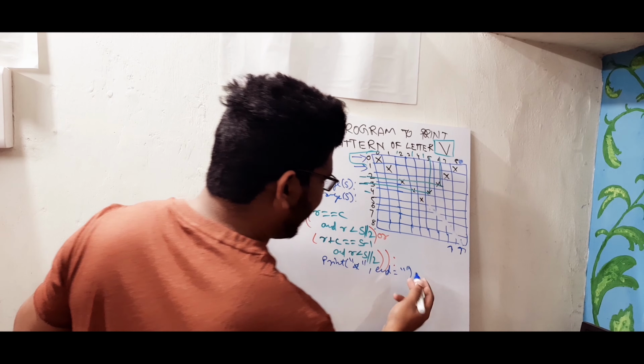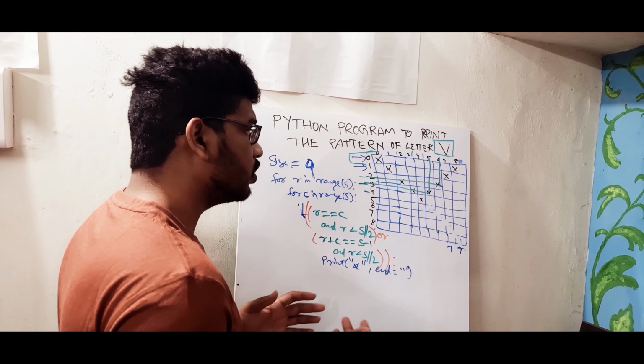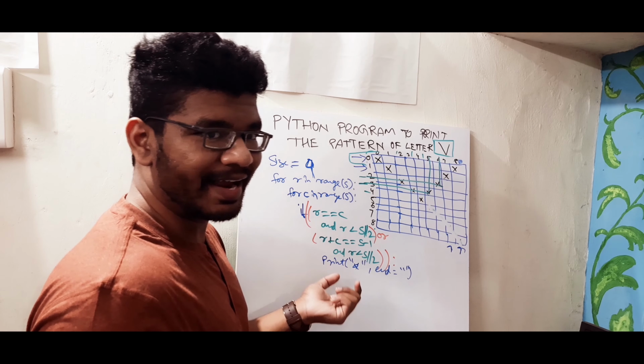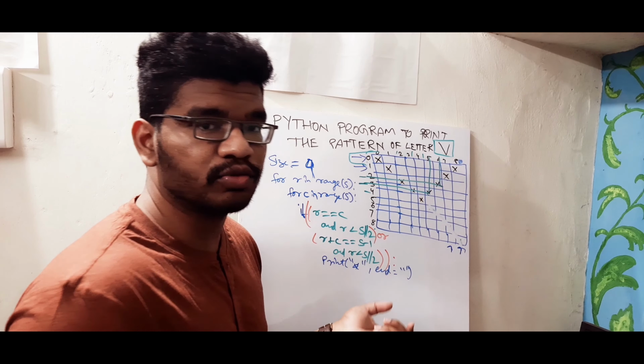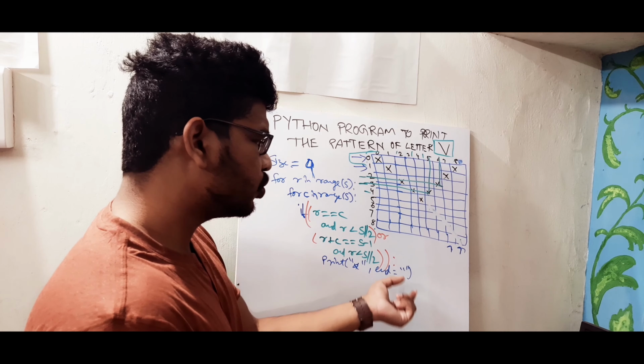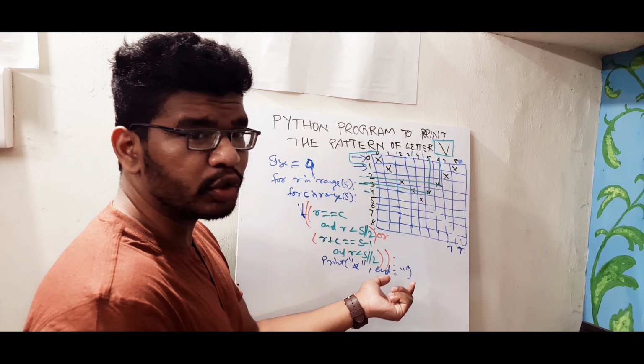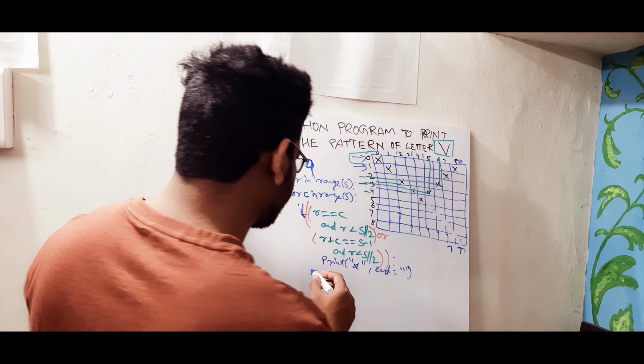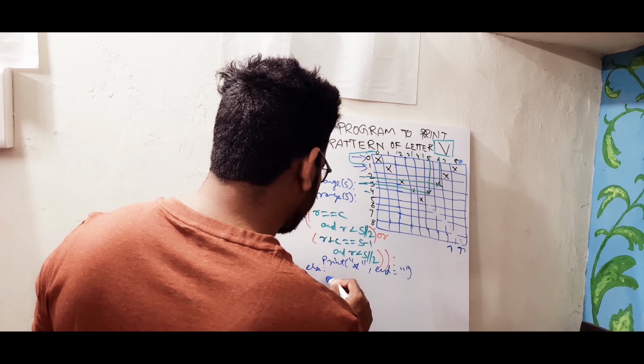Here I am also giving end as empty or space. As you know, by default print takes backslash n, that means new line, as the end parameter if you don't specify anything. So I am explicitly specifying space for end so that it won't go to the next line and will stay in the same line. That is for printing stars, and in the else condition I can directly print spaces.